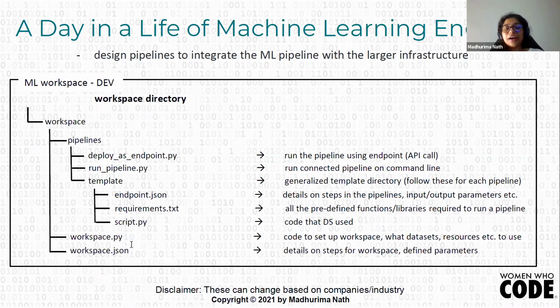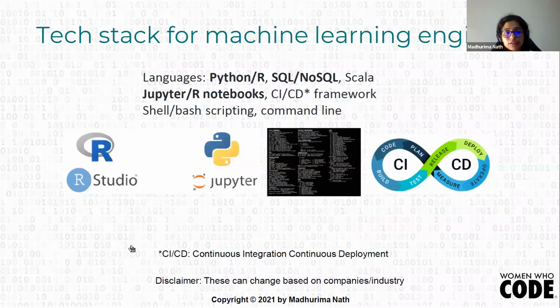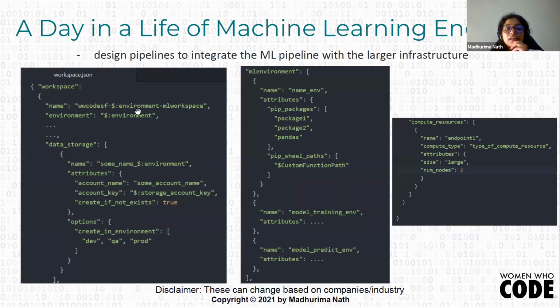So I know this is a lot, but, as I said, I'll show you an example of how the JSON file looks. So this is basically how the JSON file would look. This is an example from workspace. So let's say I am going to name my environment this, and it would be some kind of ML workspace. And whether this would be a dev environment or a QA environment, you specify that. You tell where the data was stored, what environment you're reading the data from.